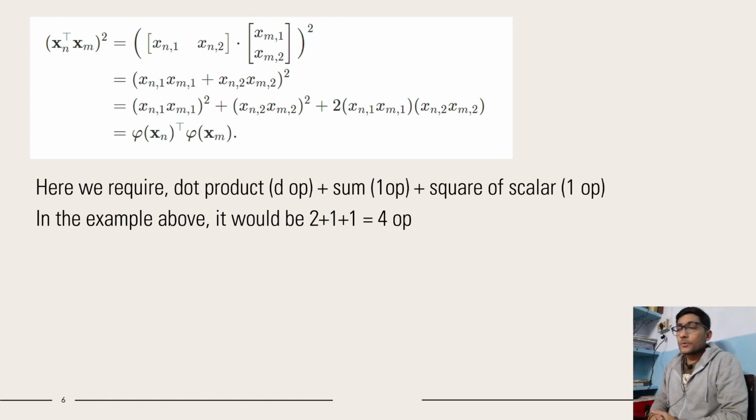Now the number of operations that we require in this process is d operations for the dot product. d dimensional, d operations, because we don't have any transformation, so no 0 on that. 1 summation, and then 1 square of a scalar, so a total of 4 operations. So it requires only 4 operations as compared to 10 operations in the case of the lifting trick. That is what makes the kernel trick so powerful. That is why it is extensively used in SVM for classifying non-linearly separable datasets using a linear classifier, that is SVM.